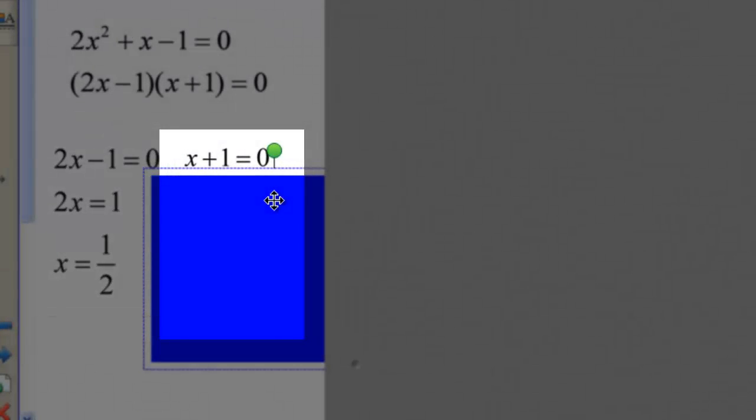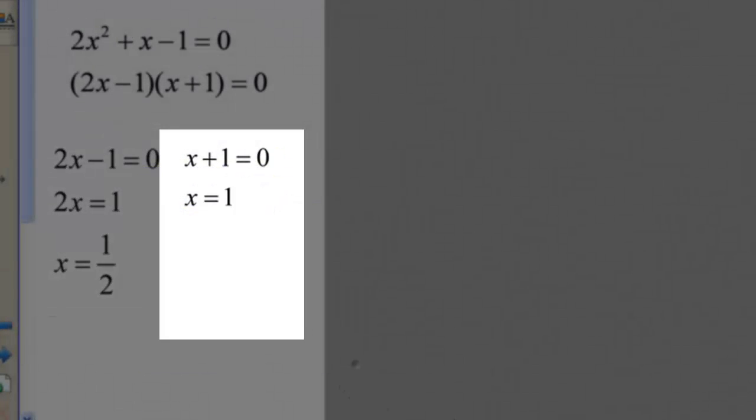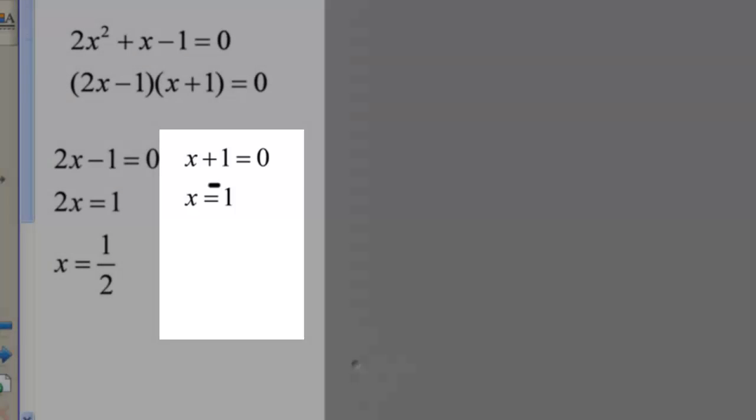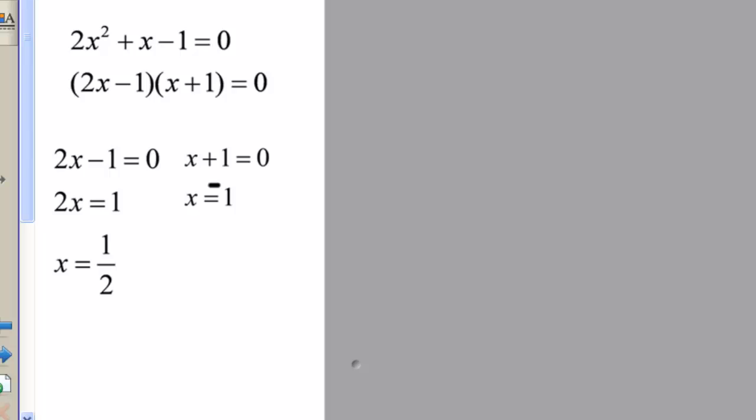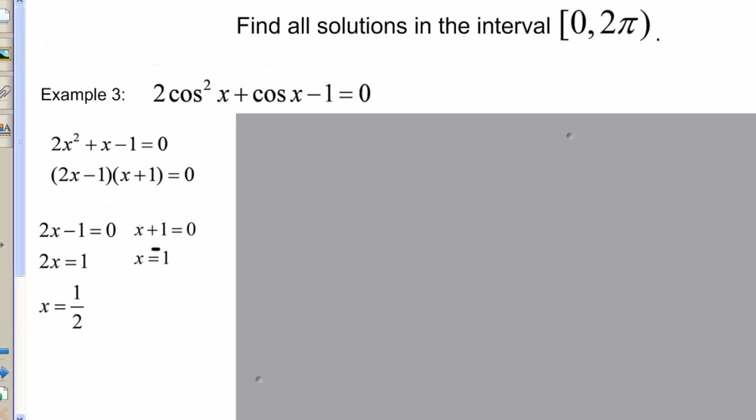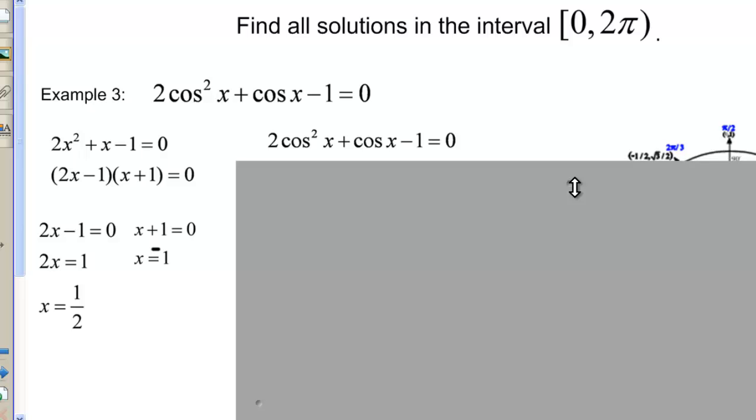For the 2x minus 1 equals 0, I'm going to add 1 to both sides and divide by 2. For x plus 1 equals 0, I'm going to subtract 1 from both sides, and I do have a typo right there. That should be a negative 1. And so my solutions to this quadratic would be 1/2 and negative 1. I'm going to argue that if you thought that was easy, solving example 3, 2 cosine squared x plus cosine x minus 1 equals 0 is not going to be any different.